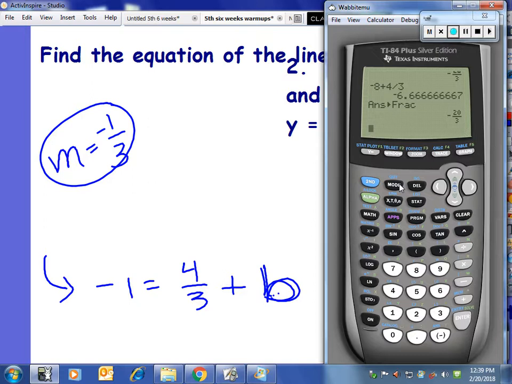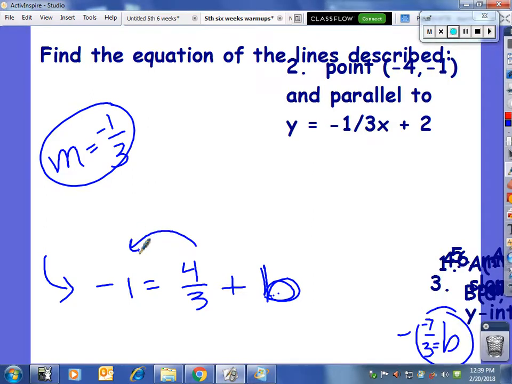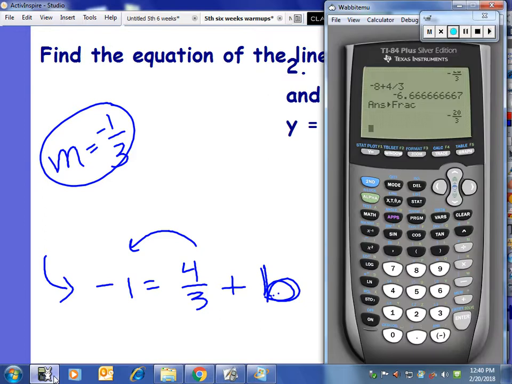I have got to get the 4/3 to go to the other side. And right now it's adding to the b. What's the opposite of adding? Subtracting. So I've got to subtract 4/3 from negative 1. So I'm going to do negative 1 minus 4/3.